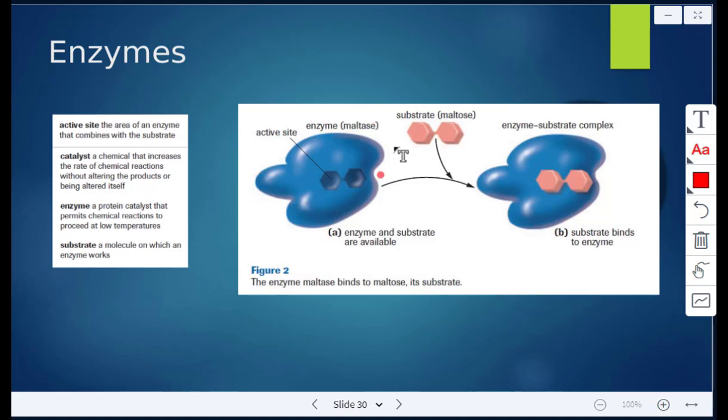So this blue structure here in this example permits chemical reactions to proceed at low temperatures. And then the substrate is the molecule on which an enzyme works.